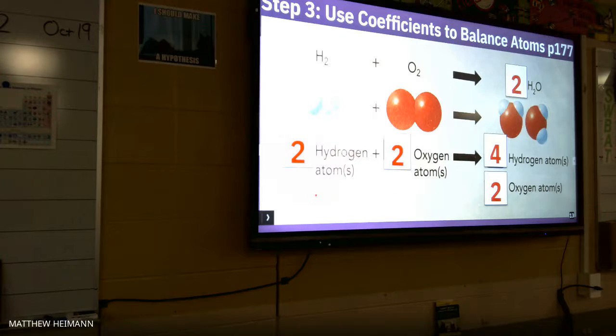That's not too bad, because we can still add more coefficients. Any guesses as to what the next coefficient will be to balance it even more? Yes, exactly, a 2 in front of H2. That'll make 4 of these hydrogen atoms, and that will completely balance it.